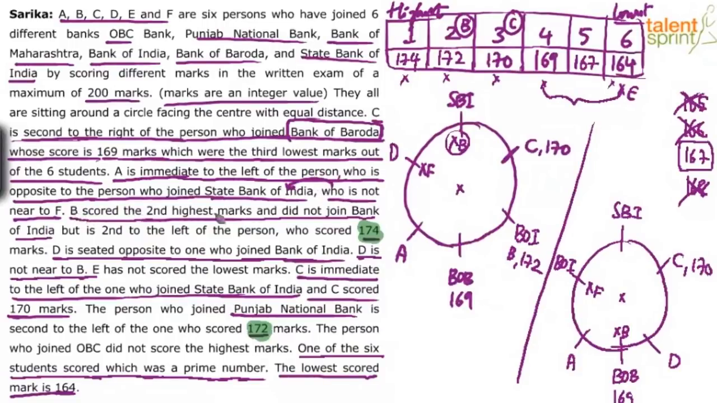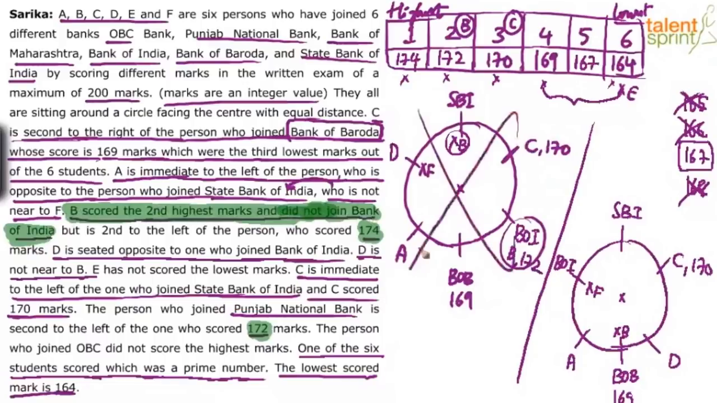First case is eliminated. B scored second highest marks, did not join Bank of India. Look at this. According to case 1, we are getting B in Bank of India, which is against this statement. B did not join Bank of India. So first case is wrong.